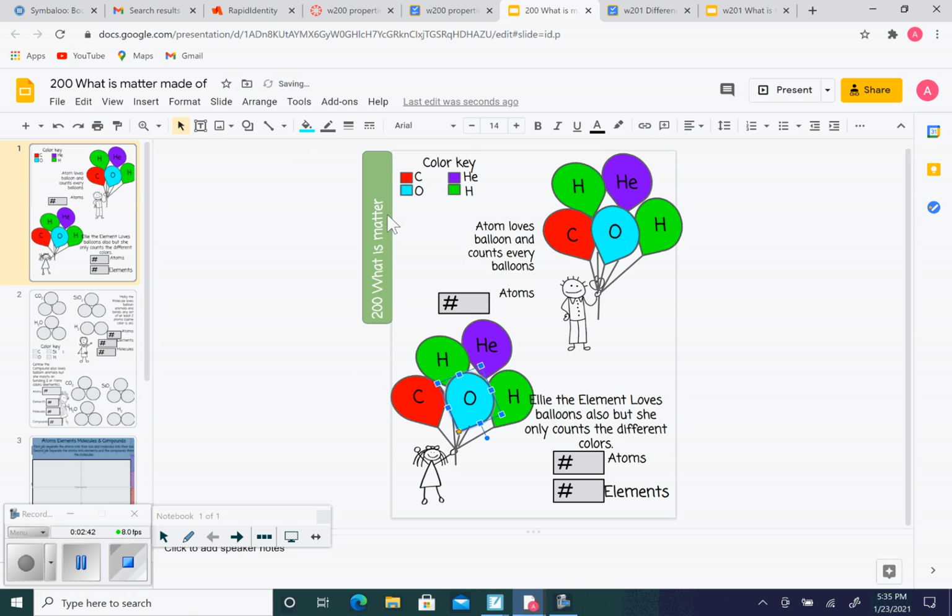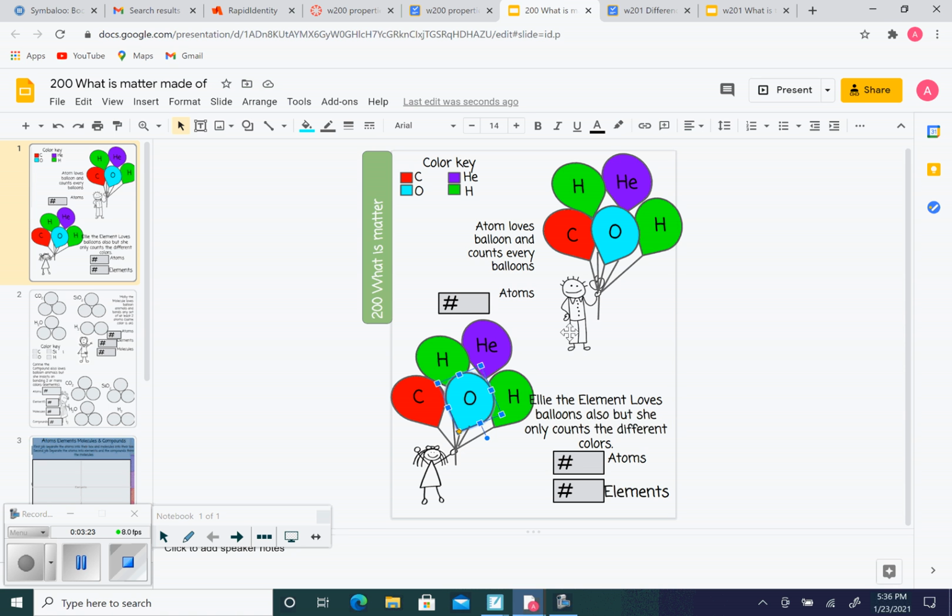Now, when we're counting atoms, atoms are represented as circles. Those circles each have letters in them. Those letters represent the type of atom this is. So my red one is a carbon atom. My blue one is an oxygen atom. My green ones are hydrogen atoms, and my purple ones are helium atoms. So when they're asking you to count the atoms, you're just going to count the circles. So this is 1, 2, 3, 4, 5. So you're going to type 5 right here.